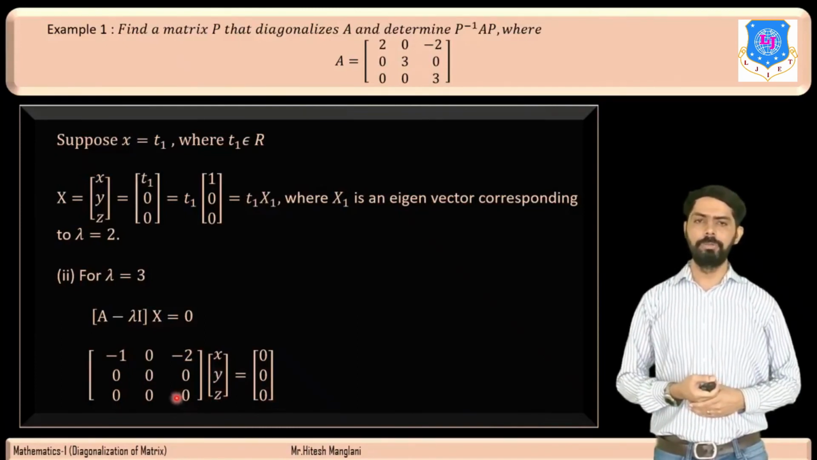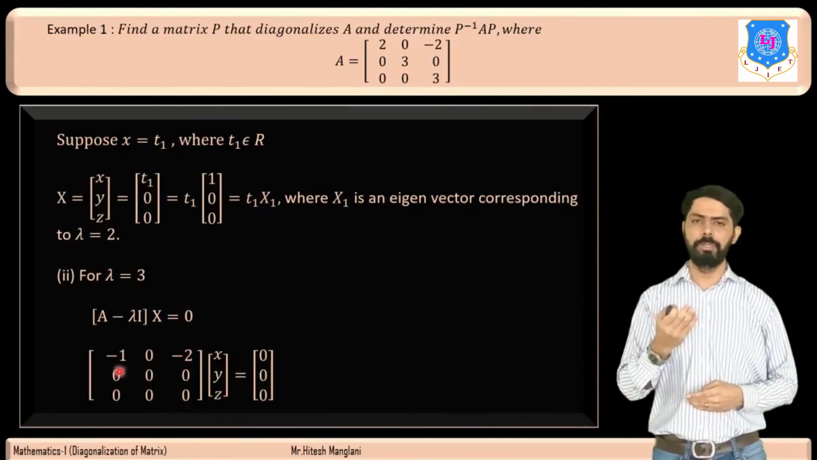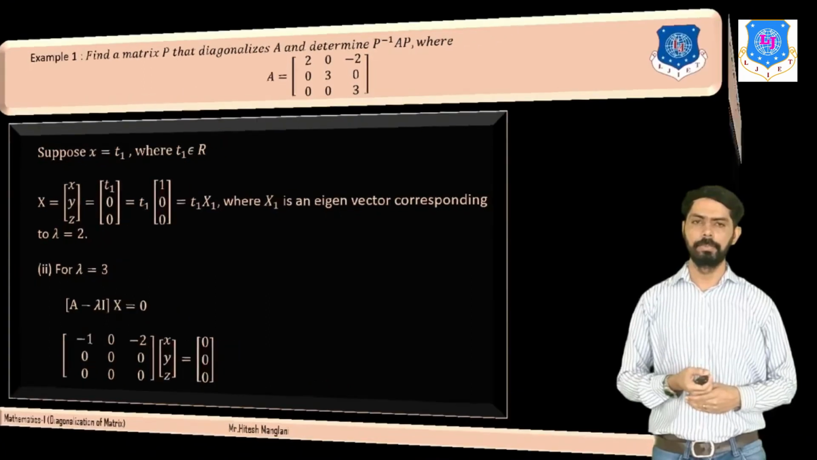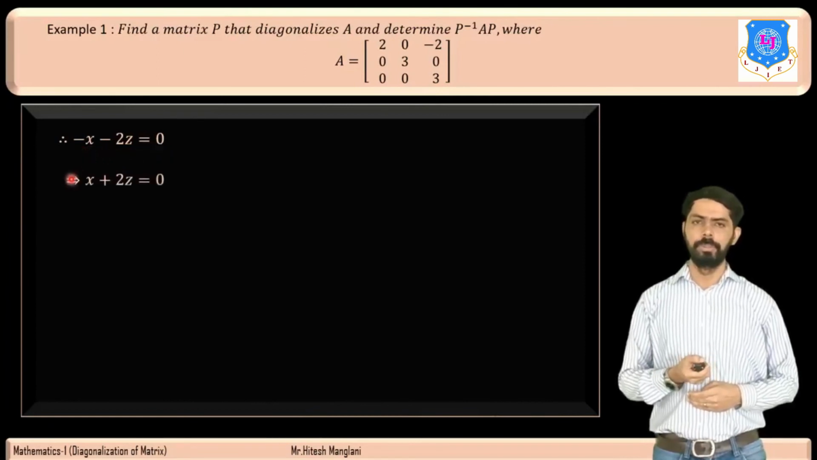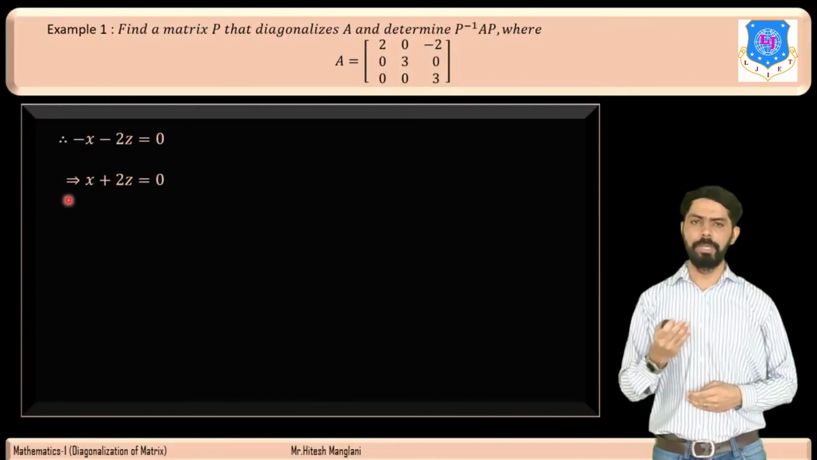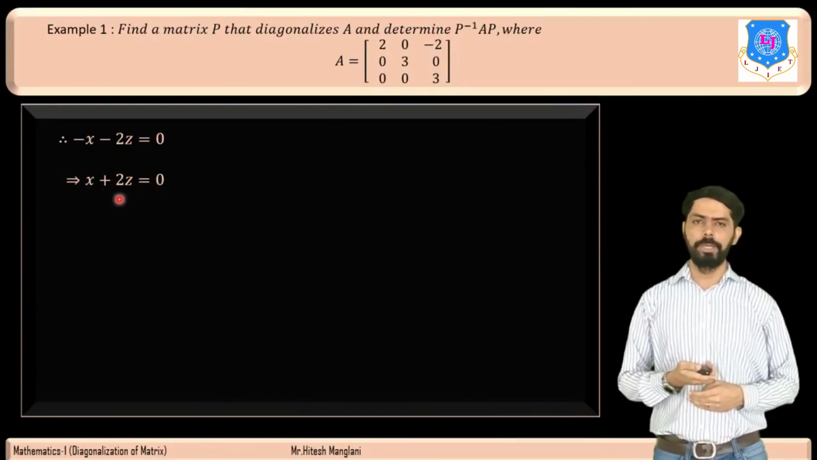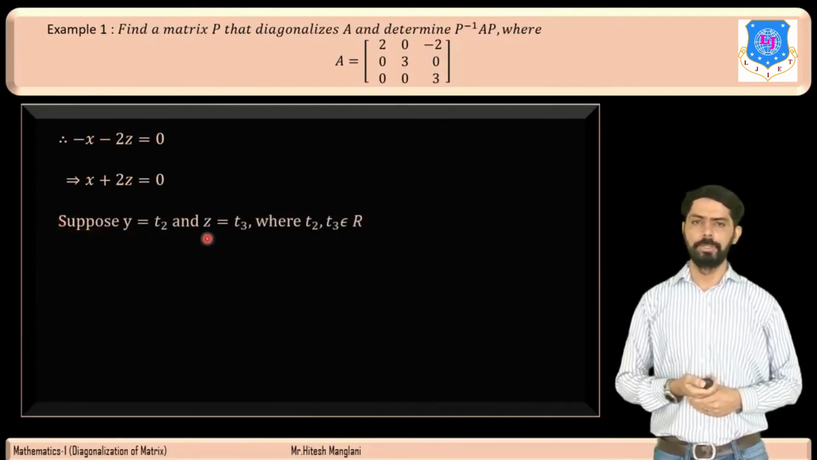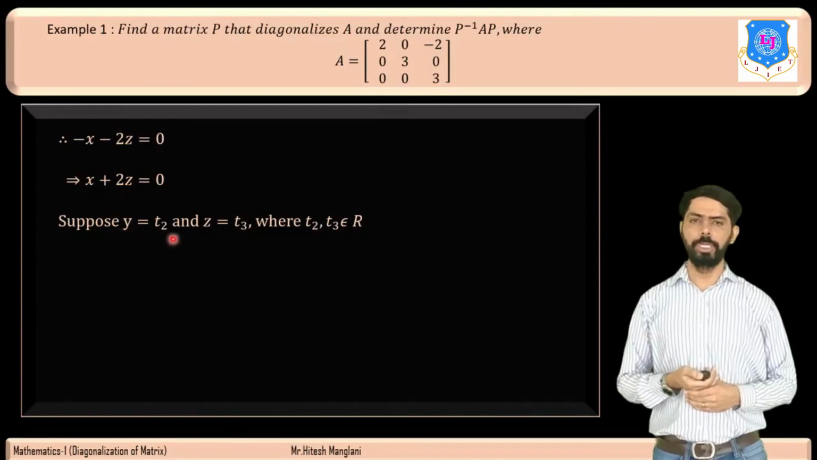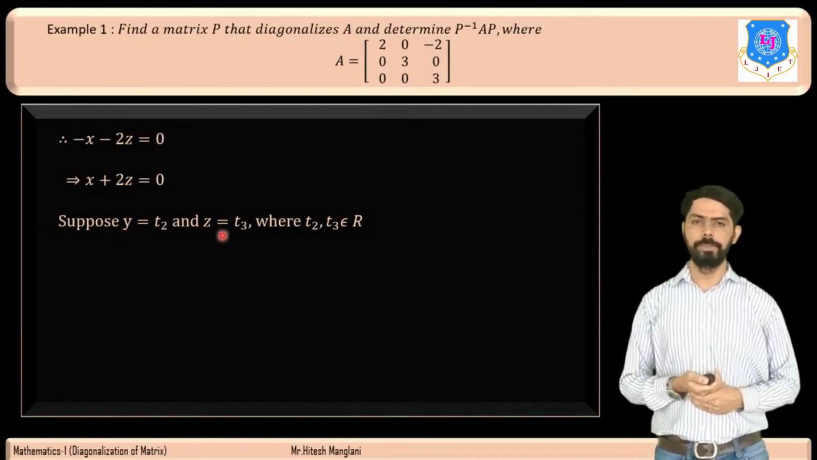Now we will write down the equation from this matrix. From the first row, the equation will be minus x minus 2z is equal to 0. If we simplify this, it will be x plus 2z is equal to 0. Now here, we will suppose y and z as parameters: suppose y is equal to t2 and z is equal to t3.